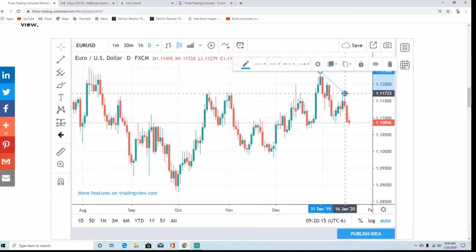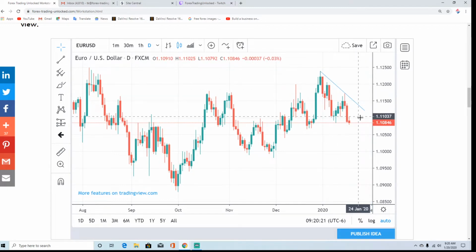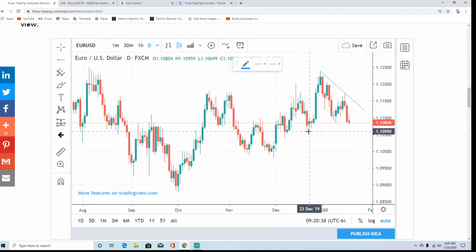And as you can see, we're just going to draw this out right to here. So here is our first line of resistance. This is not a very big range that we're talking about right now, so we also don't want to try and pick a bottom, but then also this low over here is actually more crucial. So we're going to put this horizontal ray right here.